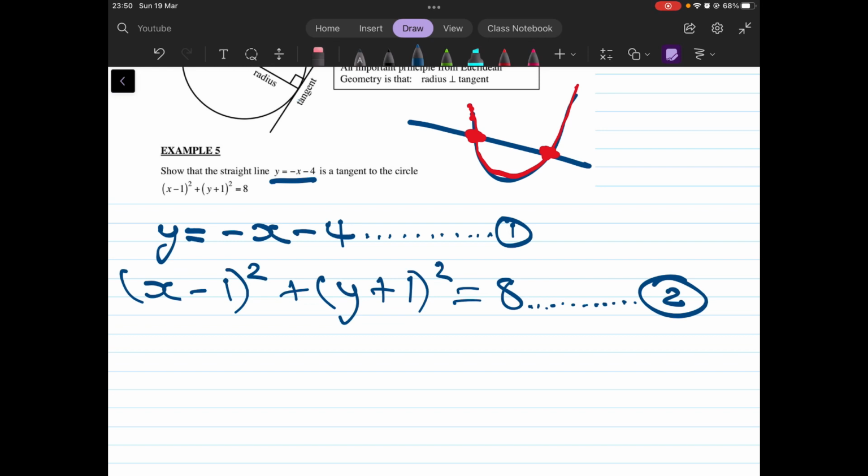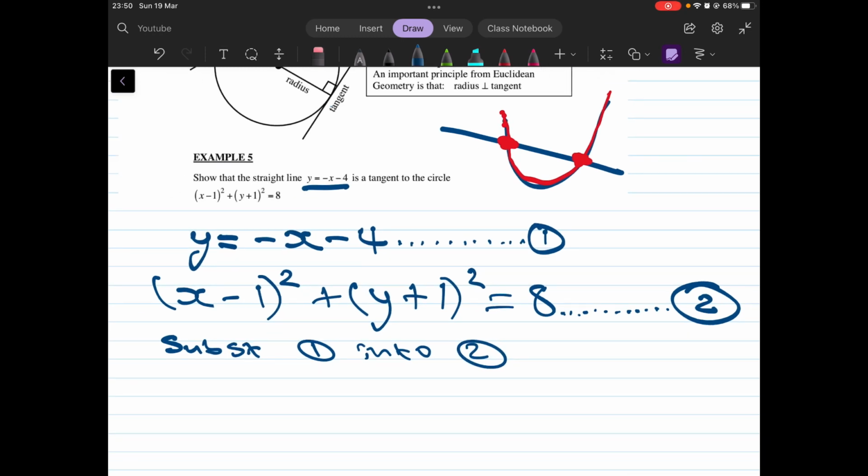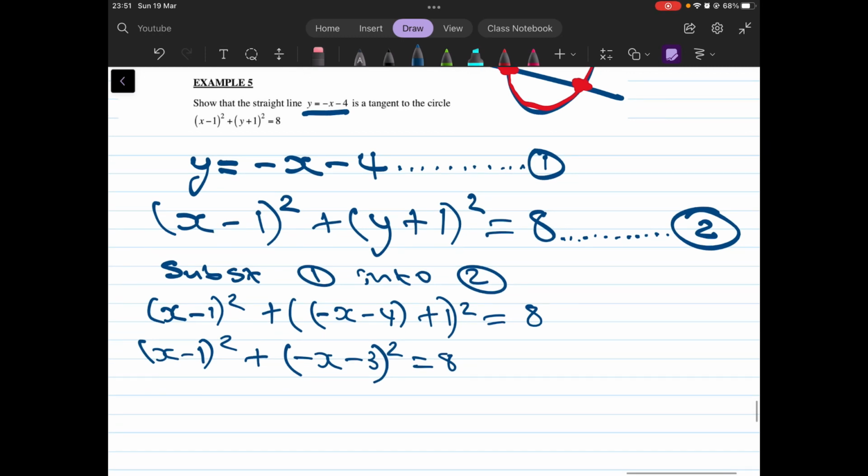So to do the whole thing, we just write the equations as I've written them like that. And then the first thing to do is to substitute equation 1, since it's the simpler equation, into the complicated equation, which is equation 2. So when we do the substitution, what are we going to have? We're going to have x minus 1 all squared plus, instead of y, you're going to put minus x minus 4, and then plus 1 all squared equals 8. From here, we just need to simplify. It's just x minus 1 all squared plus, in these brackets, minus x minus 3 all squared equals 8.